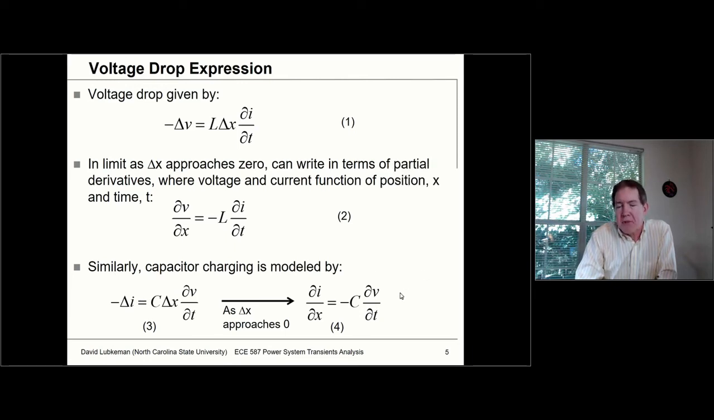What we're going to have is this particular relationship right here, where the partial of I with respect to x is going to be minus c times the partial of v with respect to t. Okay, so we're going to start off with these two partial differential equations.